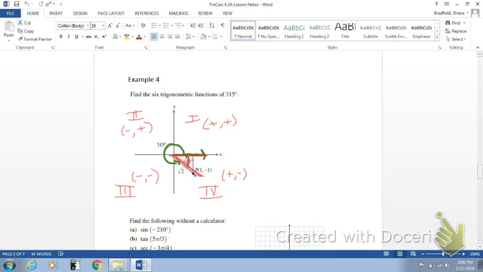So what does that tell us? Well, our functions, what we had was we had sine of theta is y over r. We had cosine of theta is x over r. And we had tangent of theta was y over x. And then, of course, for the other ones, those are reciprocal functions. And we'll get to those in a moment.